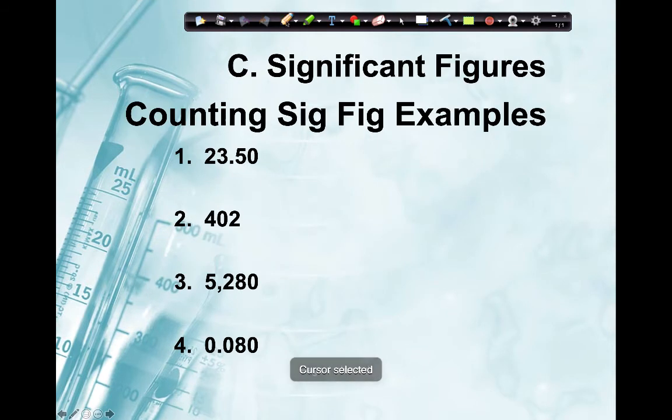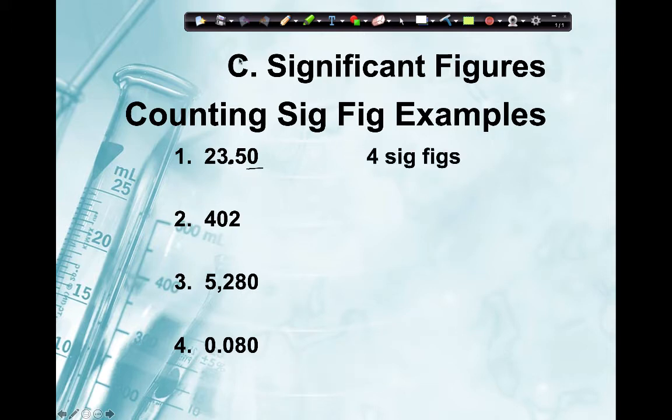Okay, so let's count. This first number right here, 23.50. Do I have any leading zeros? No, I don't have any zeros in the front. Do I have any trailing zeros? Yes, I do have 1 zero in the back. That zero in the back is going to be significant though, because I do have a decimal point. So I count all numbers except leading zeros that are in the front and trailing zeros without a decimal point. So all of these are going to be significant.